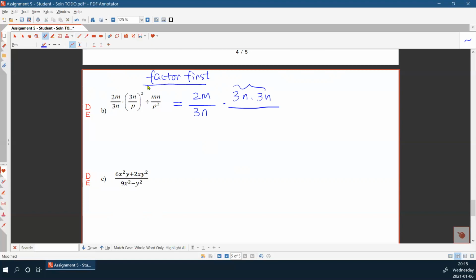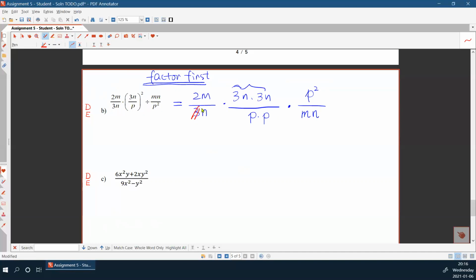Because if you factor the terms, you can then see any common factors there, and you can cancel the common factors, right? 3n by 3n, and here you have p and p. Then divided by this term is equivalent to multiplied by its reciprocal, which is p squared over mn. Now let's try to cancel each term.